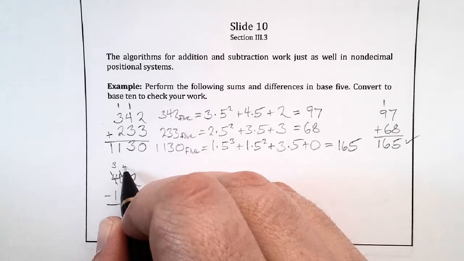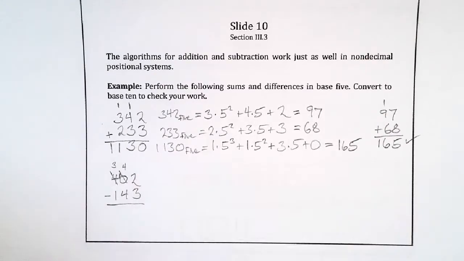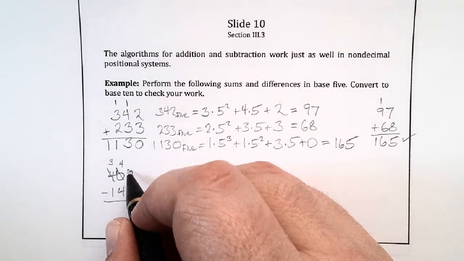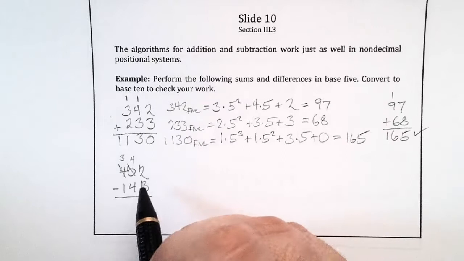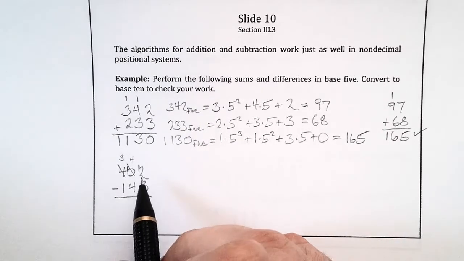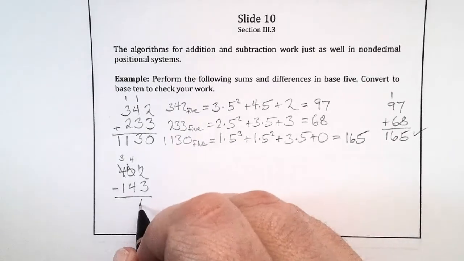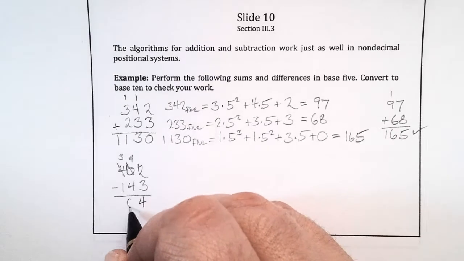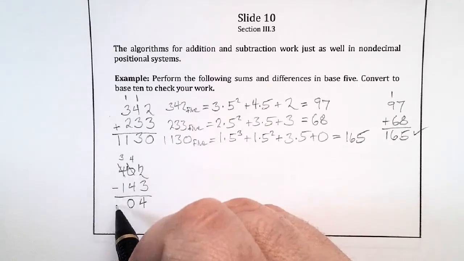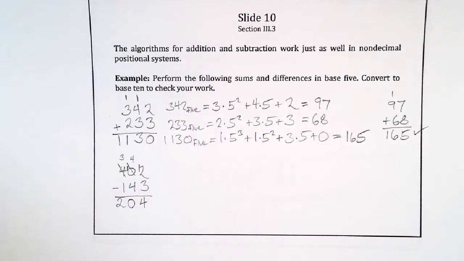Then I make another exchange. 10 is 5, and so when I take one away from that, I get 4. This becomes 12, which for us is 7. So 7 minus 3 is 4. 4 minus 4 is 0. 3 minus 1 is 2. And I get 204. Now let's check.